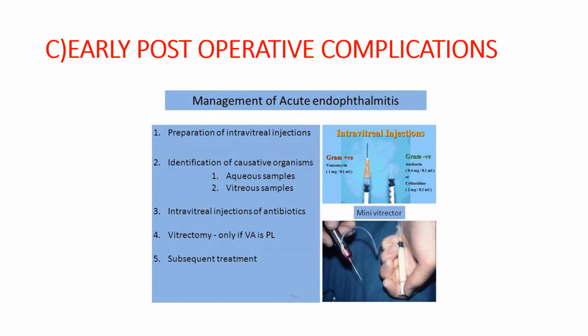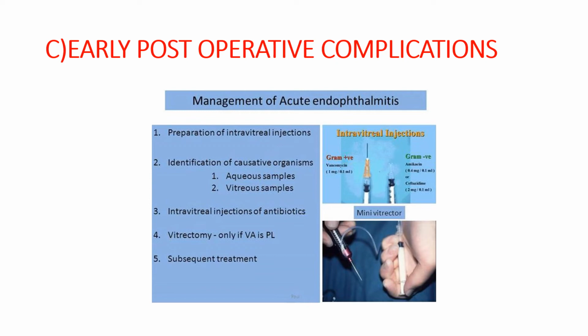Followed by this, we have to give intravitreal injections. Normally we want to cover both gram positive and gram negative at this point of time. So we give vancomycin intravitreal injection along with amikacin intravitreal injection. Now there can be a change of combination here, but usually vancomycin with amikacin or vancomycin with ceftazidime or something like that is given in a fixed dose.